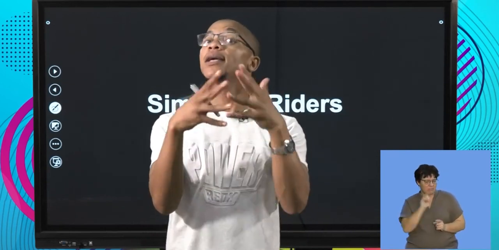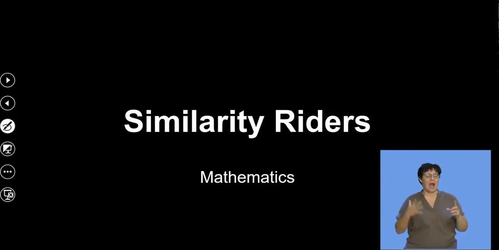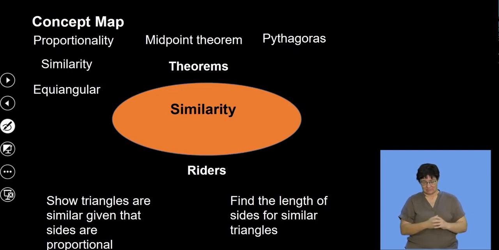So let me just show you the map of what we are going to look at, which is the same as what we did in the previous lesson, by the way, which was the similarity theorems that we looked at. So let's just look at that and then try and solve some questions, just so that we can put everything we've done thus far into perspective. So what do I know? I know that similarity has some theorems in it, which are the midpoint theorem and the Pythagoras, and also it has some proportionality, similarity, and equiangular, right?